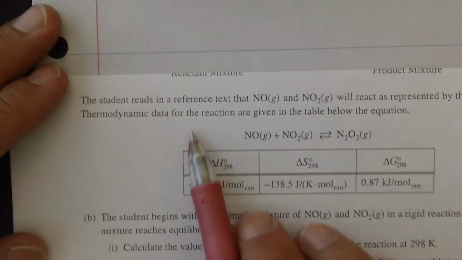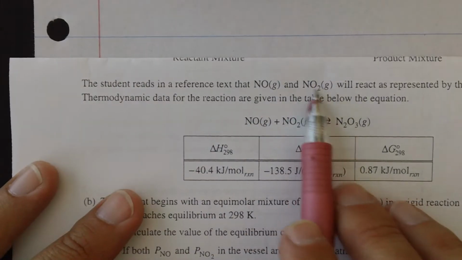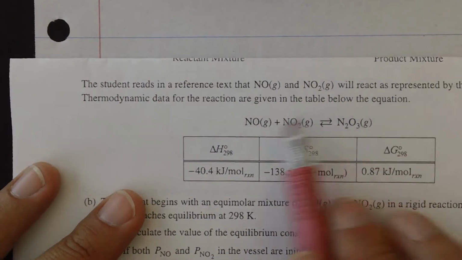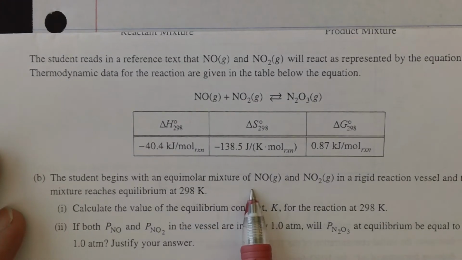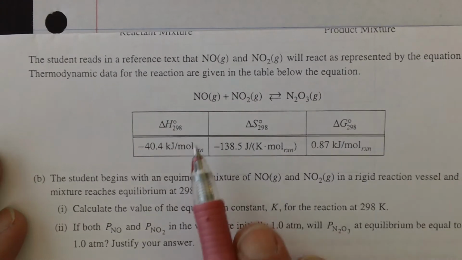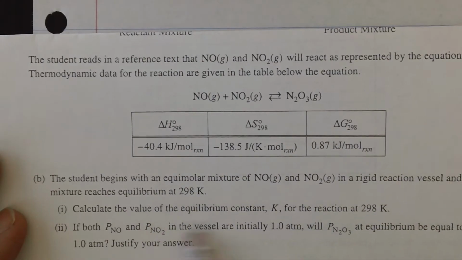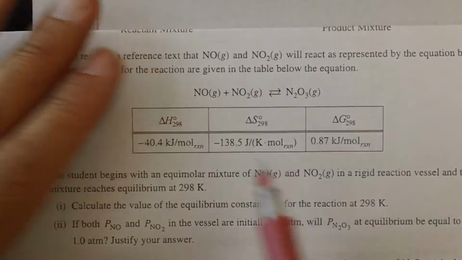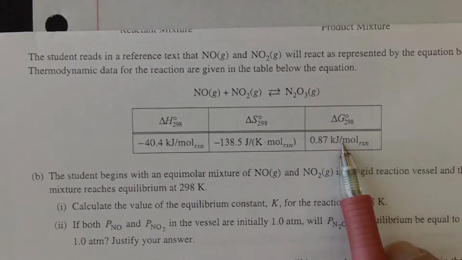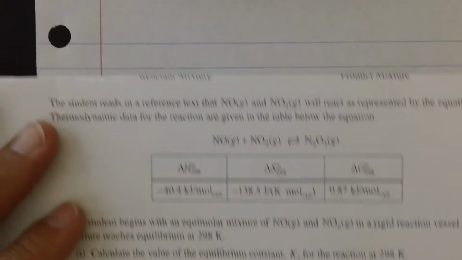It says the student reads in a reference text that nitrogen monoxide and nitrogen dioxide will react as represented by the equation below. The student begins with equimolar amounts of those 2 in a rigid vessel. Calculate the equilibrium constant for the reaction. So they give us delta H, delta S, delta G. If we have a delta G, we can calculate a K. And so that's what we're doing here on B.